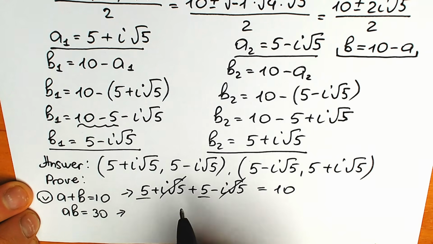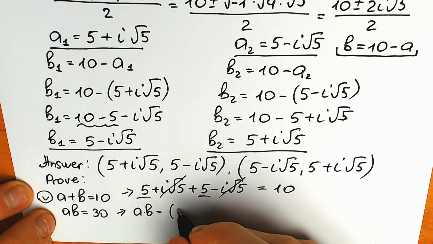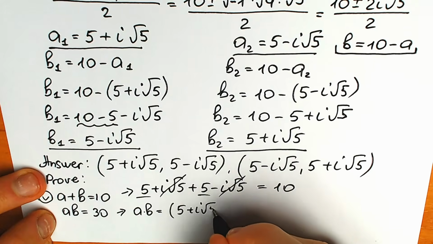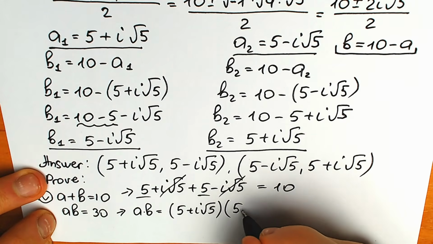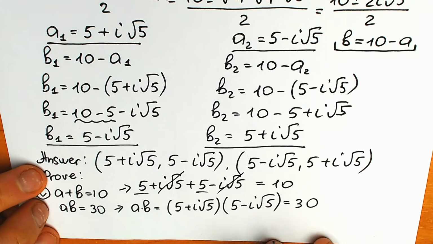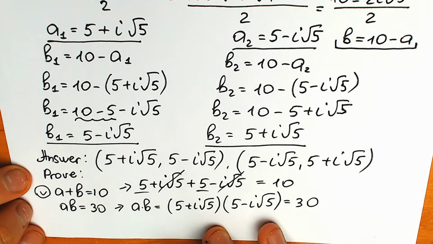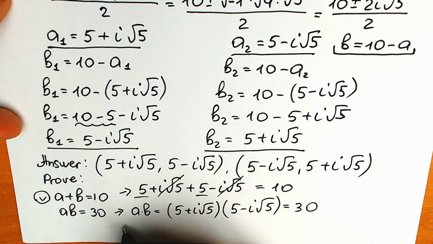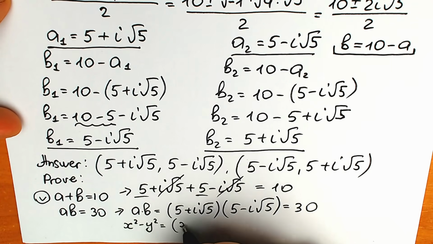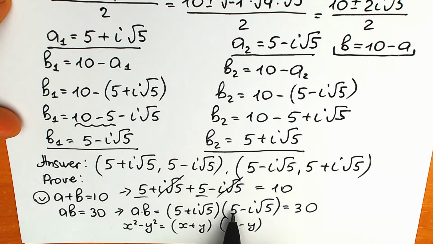Moreover, we have absolutely symmetrical roots. So for example, check this one. So a times b equal to 5 plus I square root of 5 and 5 minus I square root of 5 equal to 30. But let's check it. First of all, we can multiply parenthesis by parenthesis, but this is our school identity. I really hope you remember, you learn this school formula when we have x square minus y square. This is maybe the most popular formula. We have x plus y, x minus y. So this is exactly our case. X plus y, x minus y, but x equal to 5, y equal to I square root of 5.